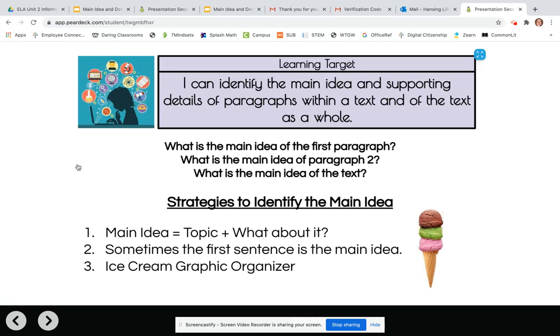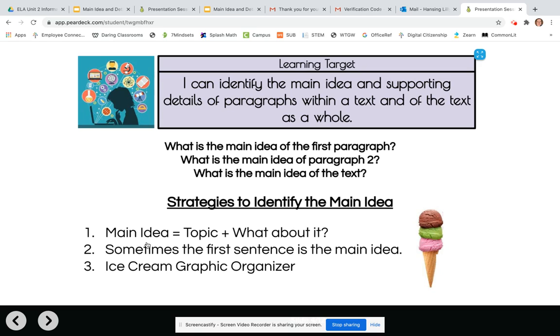We are going to learn strategies to help you if you're asked a question such as, what is the main idea of the first paragraph? Or, what is the main idea of paragraph 2? Or you might be asked, what is the main idea of the entire text? These 3 strategies will help you to answer questions about the main idea.